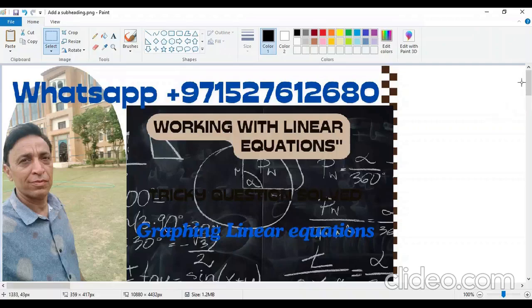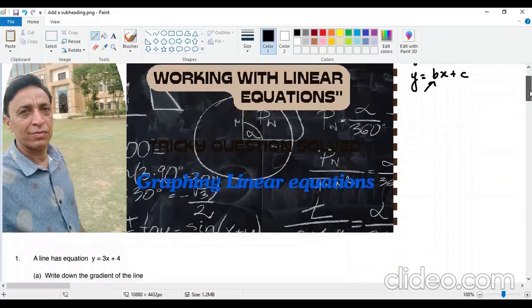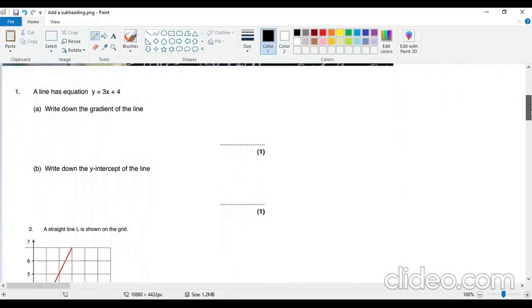This is about graphing linear equations, and always remember linear equations are always in the form of y equals mx plus c, or in some books you'll find y equals bx plus c. So nothing to be confused about. b stands for the slope, and here m also stands for the slope. How much is the slope in the straight line? And to make a straight line, you must know very well that at least 2 points are required.